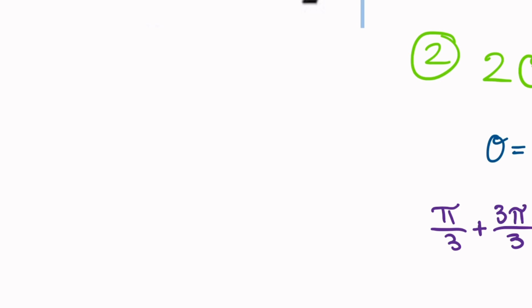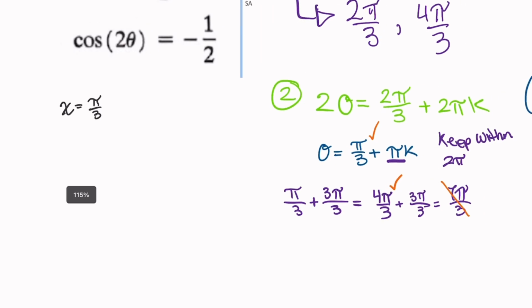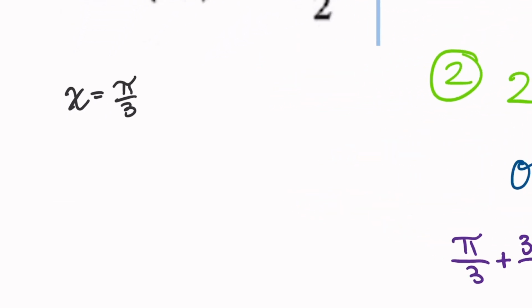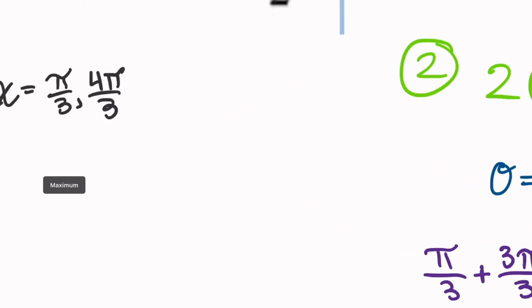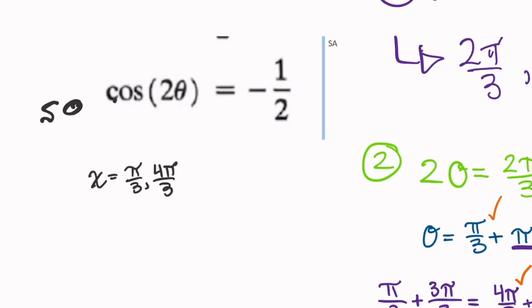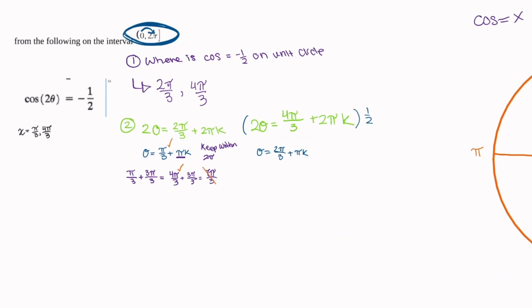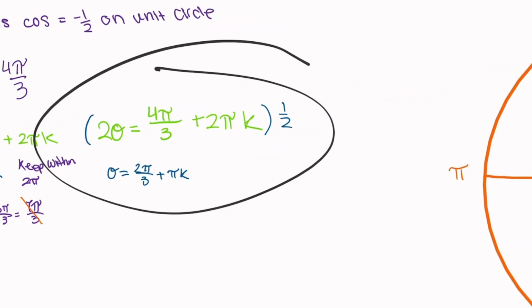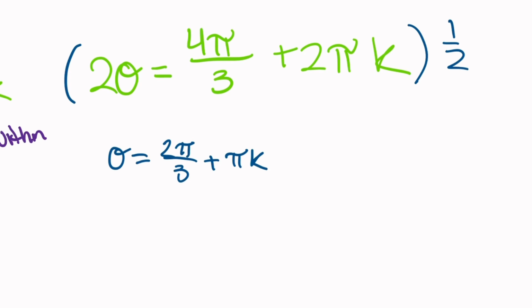So you can just start writing your final answer. So x equals pi over 3, because that's what we got up here, and then 4 pi over 3. So those are our two solutions so far. We still have to do this exact same thing for this second equation. So let's go ahead and do that.